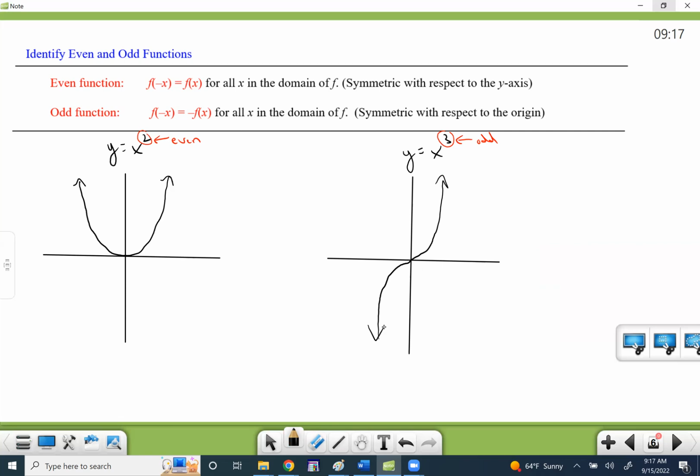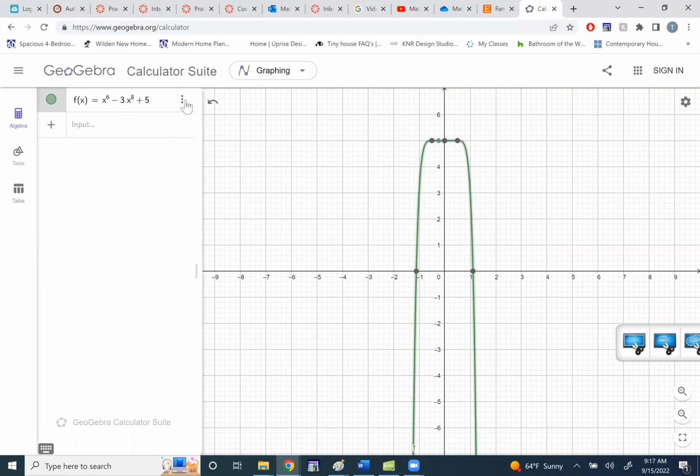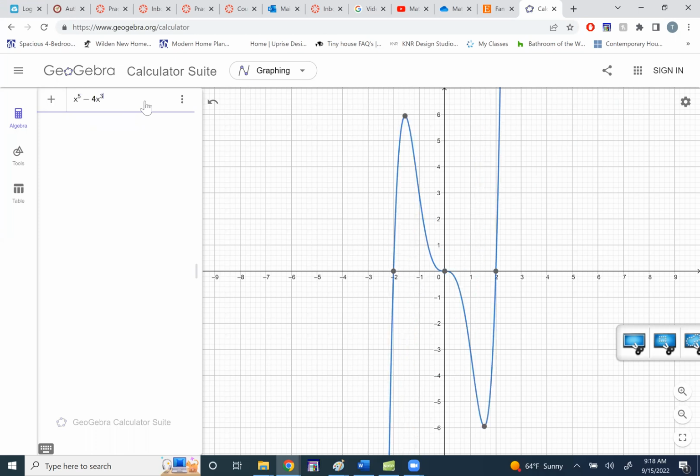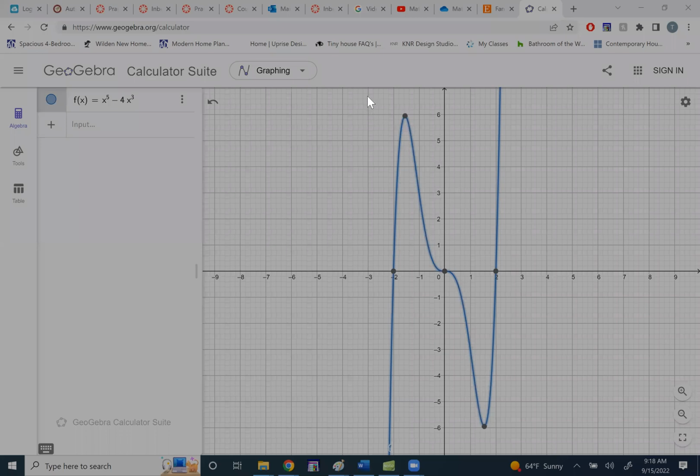Okay. And so if we went in, let's check out GeoGebra again. And let's delete this guy out. We just picked some sort of polynomial with odd exponents. There you go, x to the fifth, that's already symmetric to the origin, minus 4x to the third. I made all my exponents odd, right? It might not be super easy to tell that this is odd. Maybe you can, maybe you can't.